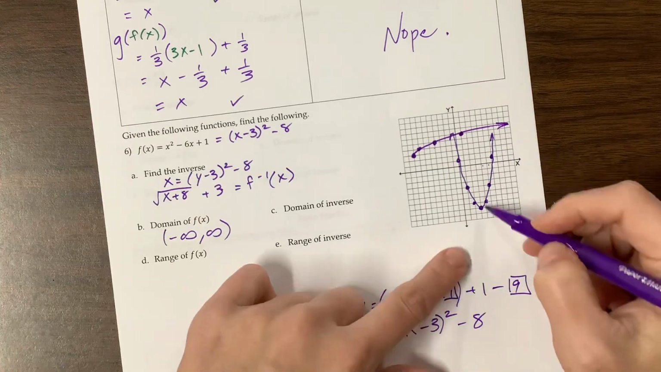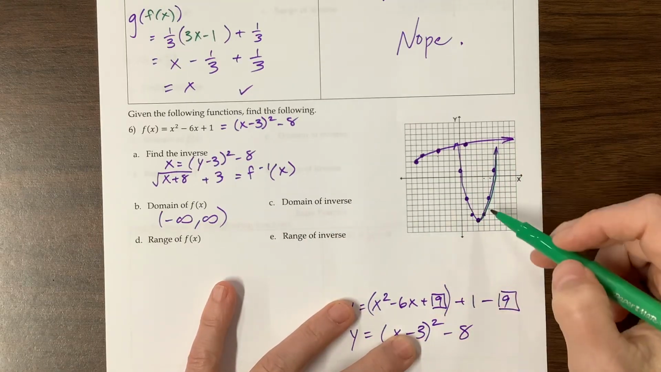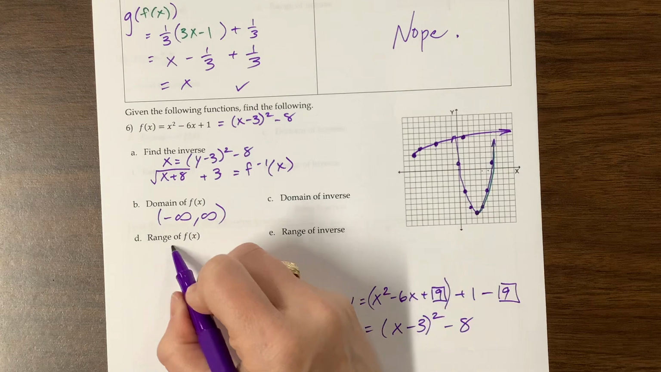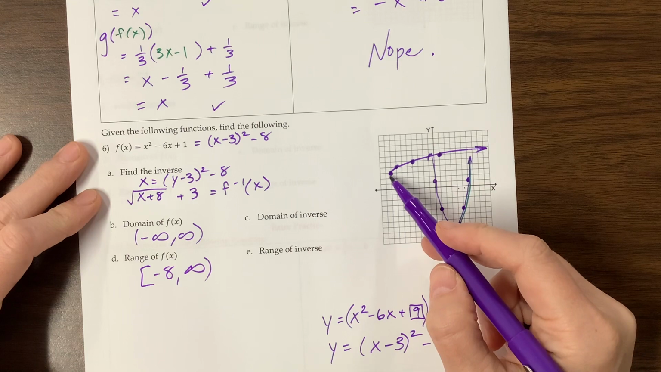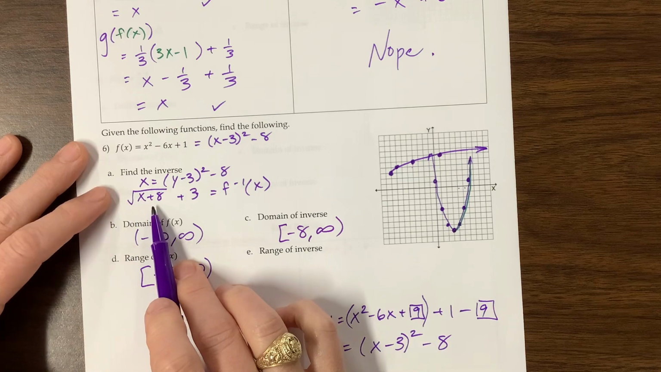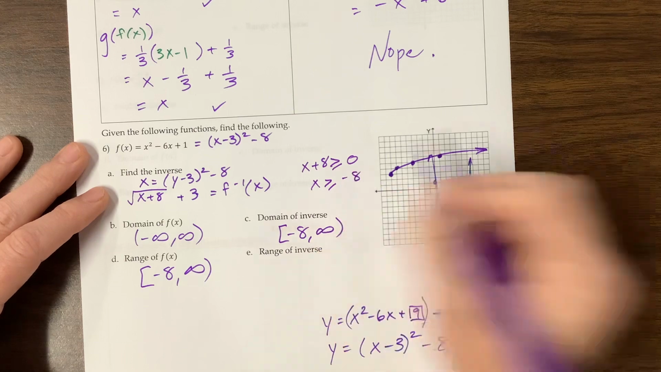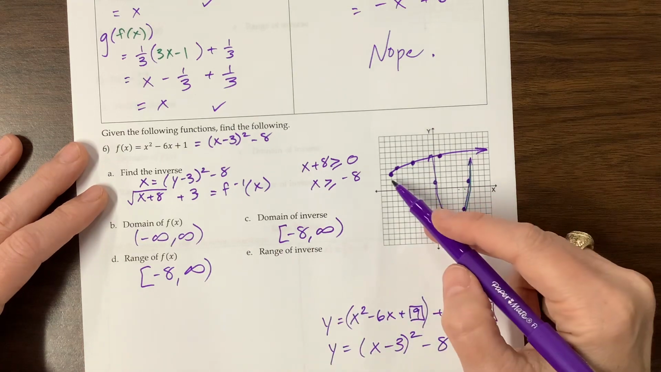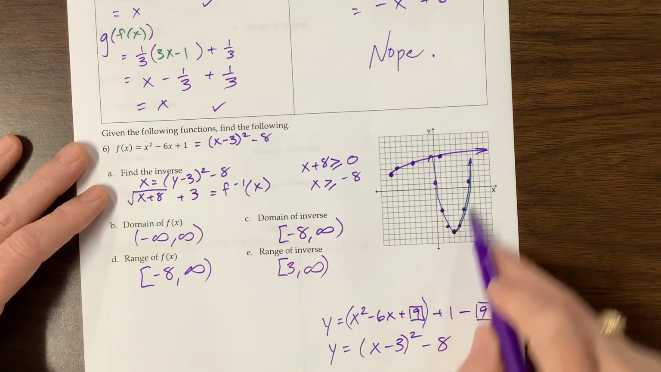So notice this piece right here, if it were reflected over the line y equals x, becomes this piece right there. Okay, so the range of this guy, how low did it go? It went as low as negative 8 to infinity. So now this one, its domain goes from negative 8 to infinity, because notice this, we can say x plus 8 has to be greater than or equal to 0, so x has to be greater than or equal to negative 8, because you can't take the square root of a negative. If you do, it's no longer real. The range is going to go from 3 to infinity, which is the piece here that I would have restricted it to.